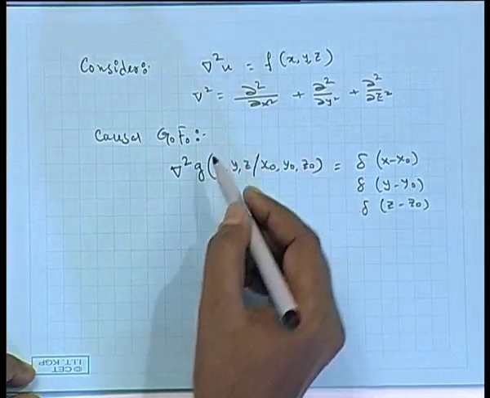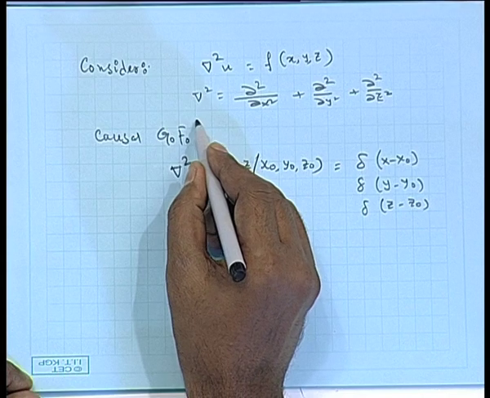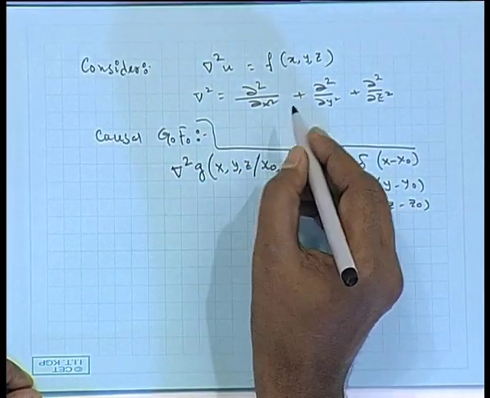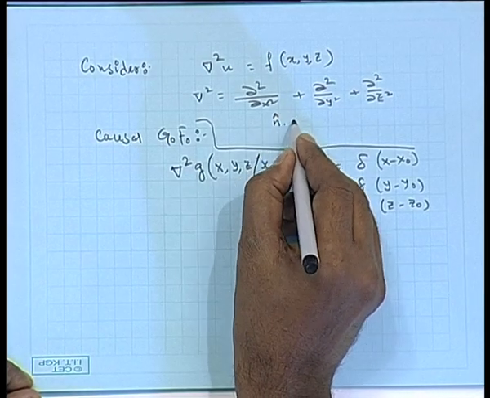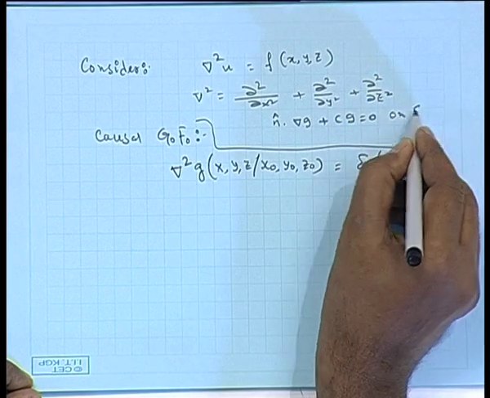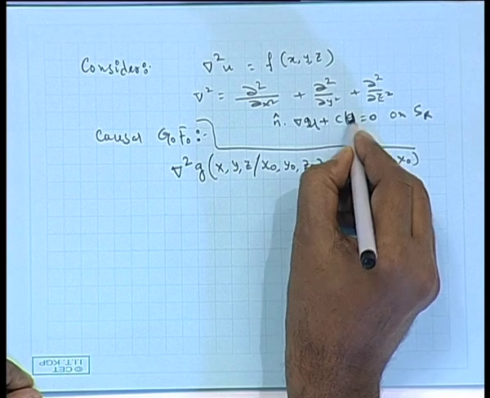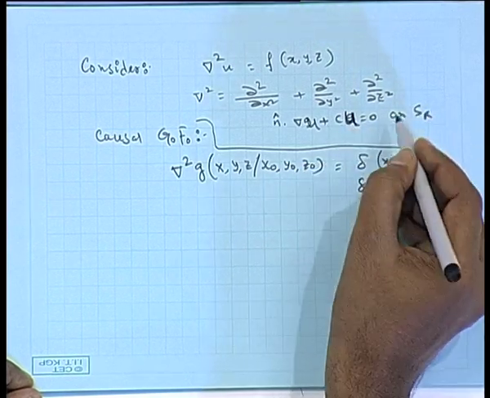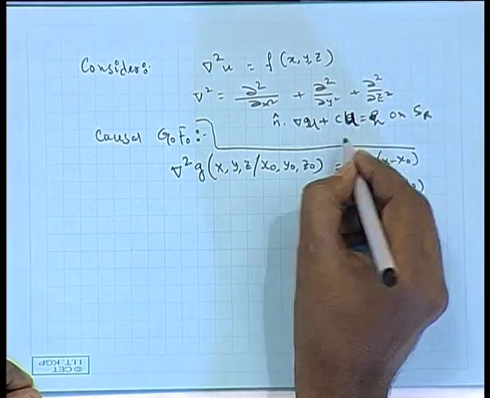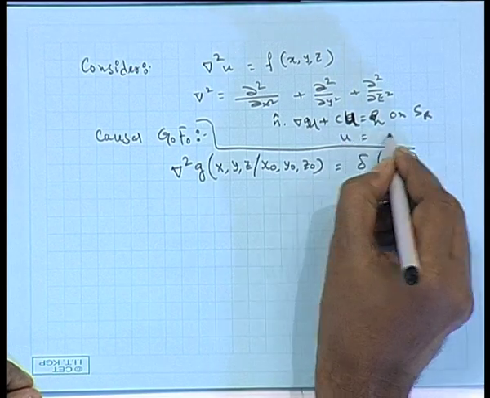Suppose this original problem u is having a boundary condition. Let's say it has two boundaries. One is SR and another is SD, and the boundary condition is n hat dot grad of u plus C u is equal to H, let us say it may be non-homogeneous, on SR, and on SD, let us say u is equal to something.